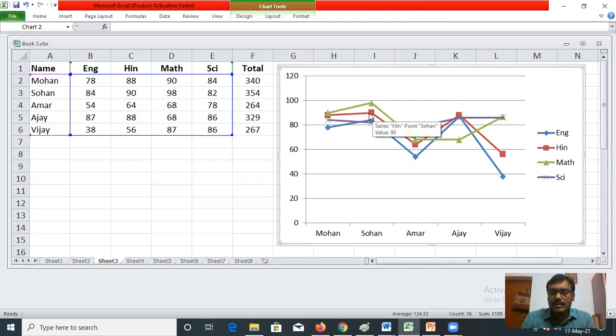You can see some dots or marks. It is denoting a square mark here, a triangular mark here, and a diamond mark here. So different data series are denoted with different dots or different types of structures. Now coming to the next one.